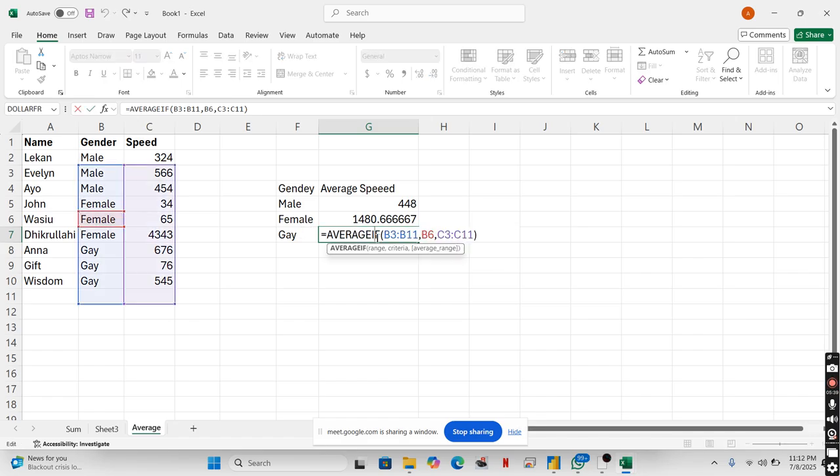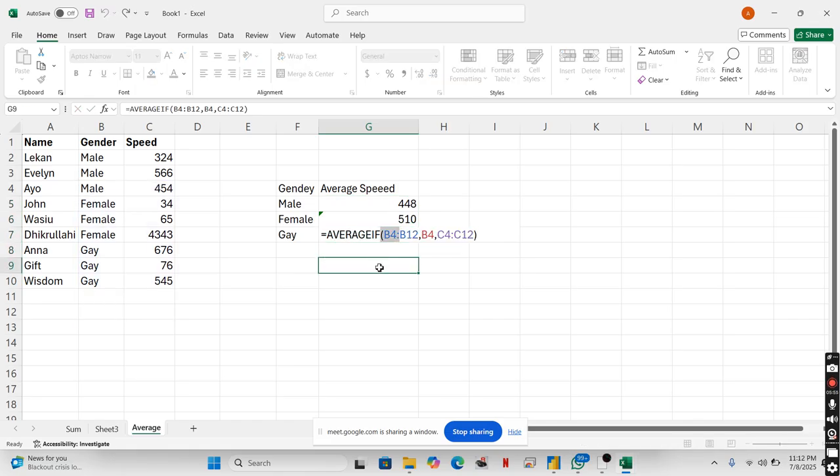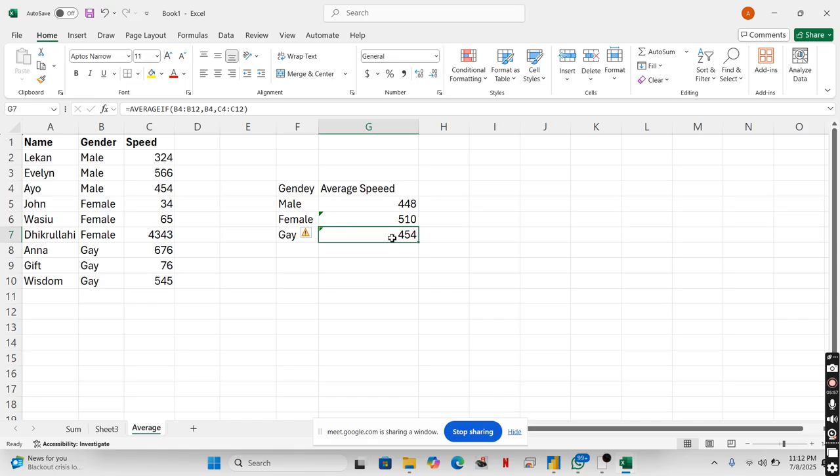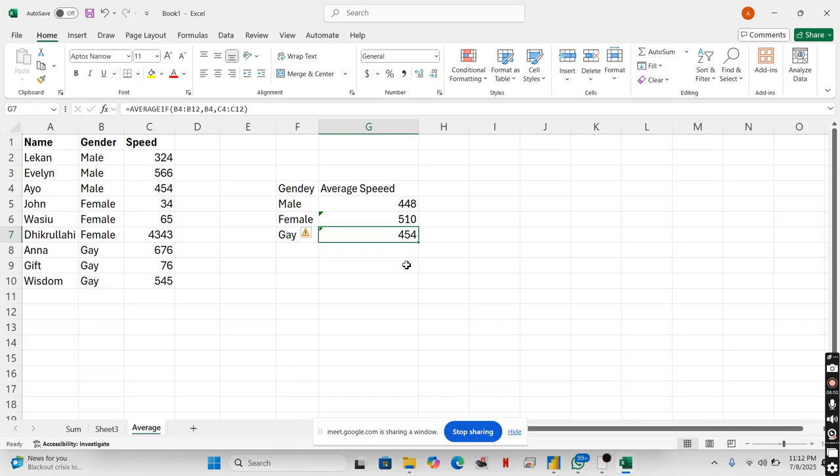Oh sorry, it's not correct. Oh no, there's something called absolute reference. We've not reached that yet. See, it's not correct. Why is it not correct? Because everything has moved. So we won't do it like that. You need to be careful of these things.